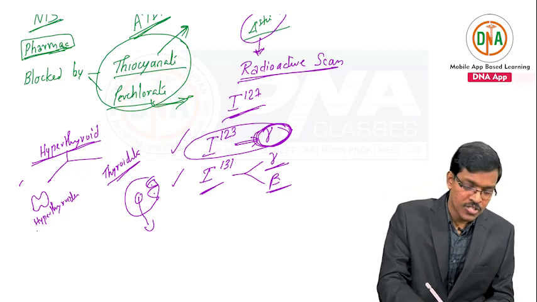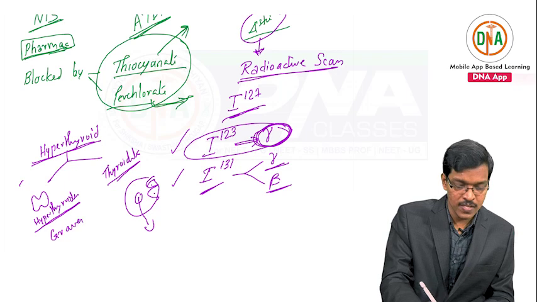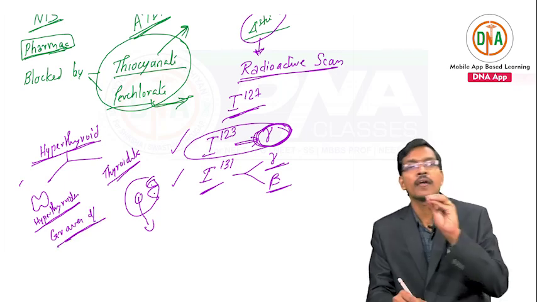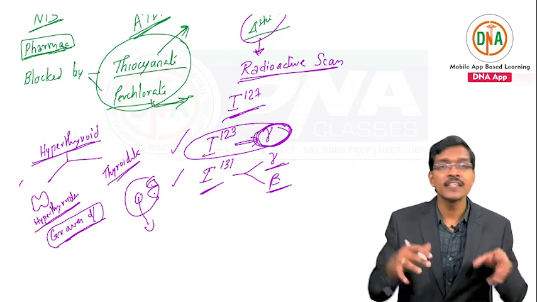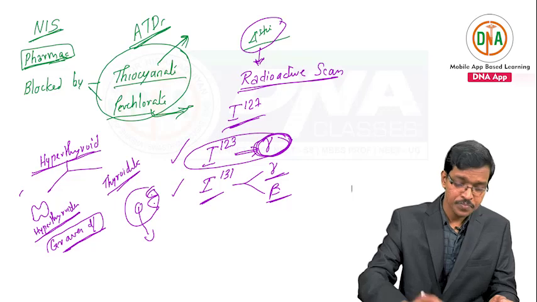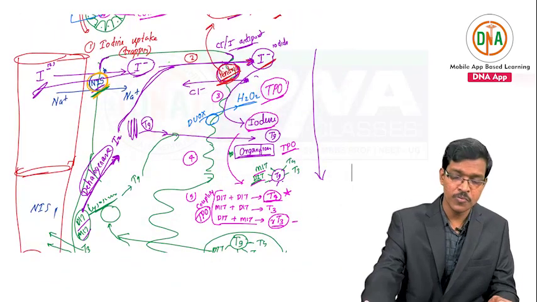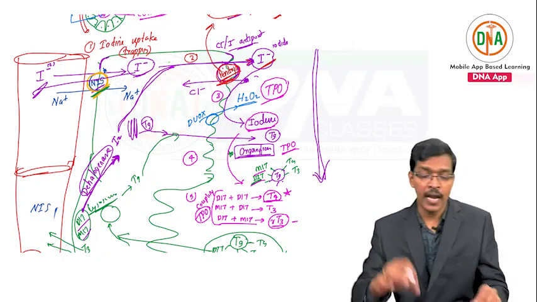Whereas a patient with hyperthyroidism, the most common cause is Graves' disease. Graves' disease is hyperfunctioning of the gland because of an autoimmune pathology. Right. So in Graves' disease, the gland is hyperfunctioning. There is more production of hormones, so that all these steps will be accelerated. So that can be found out by an iodine scan.